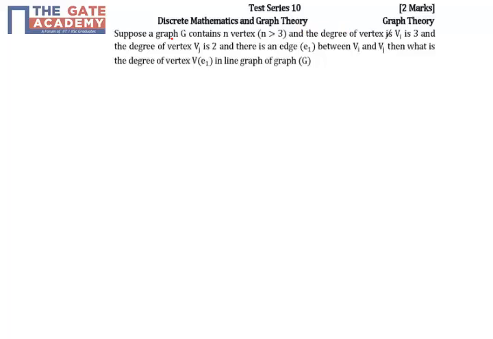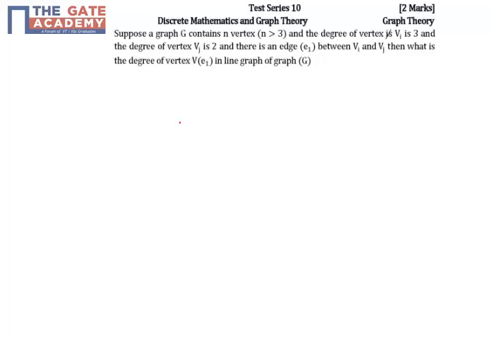The question reads as follows. Suppose a graph G contains n vertices, where n is greater than 3, and the degree of vertex Vi is 3 and the degree of vertex Vj is 2, and there is an edge E1 between vertex Vi and Vj. Then what is the degree of vertex E1 in the line graph of G?